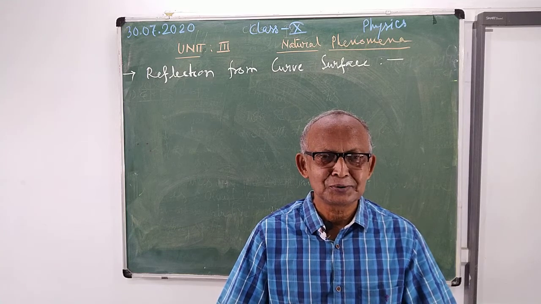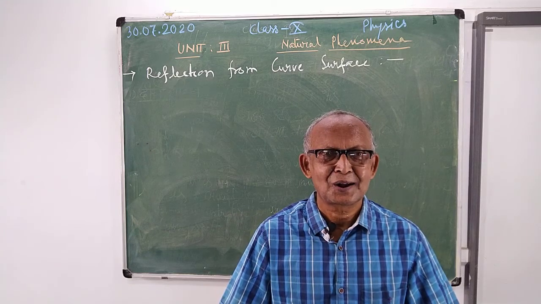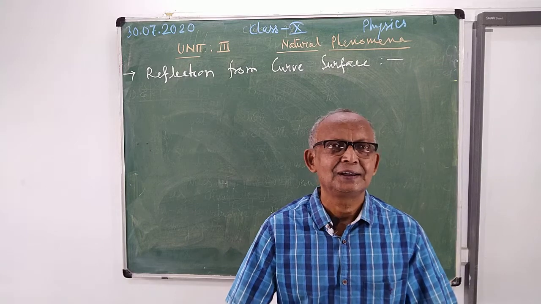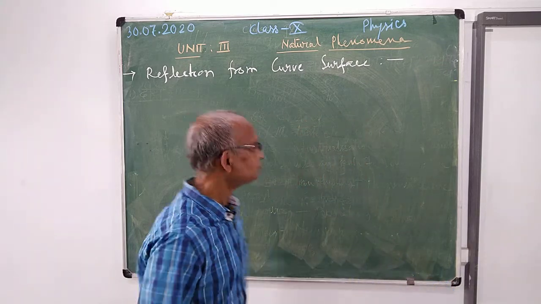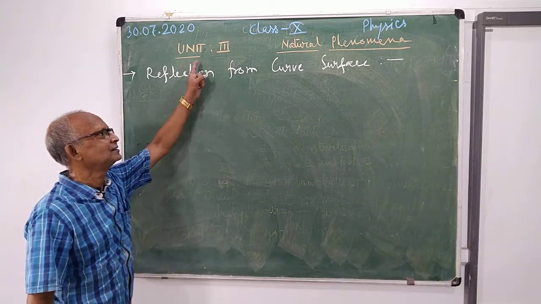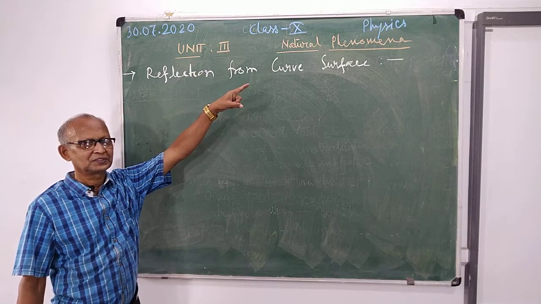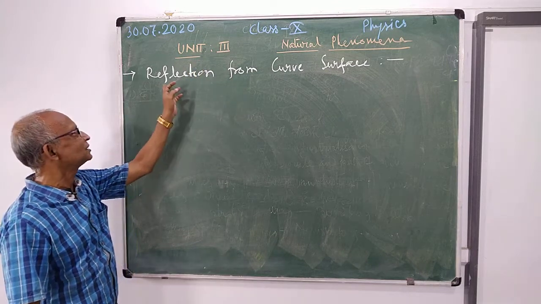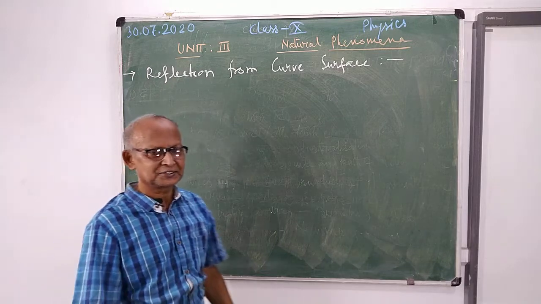So today I am going to discuss a part of the chapter Light in our NCERT syllabus. It is Unit 3, the natural phenomena. The topic starts with reflection from curved surfaces.